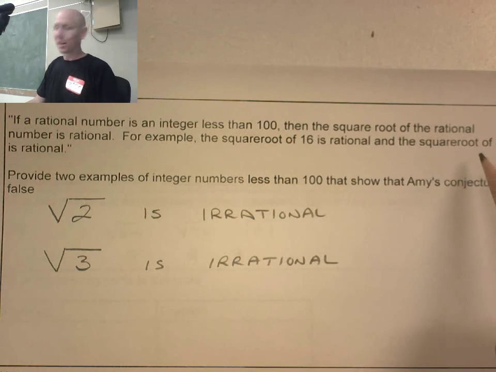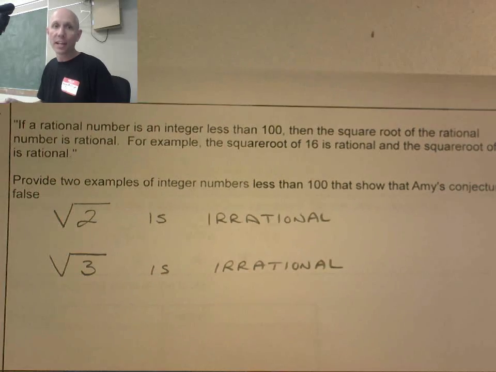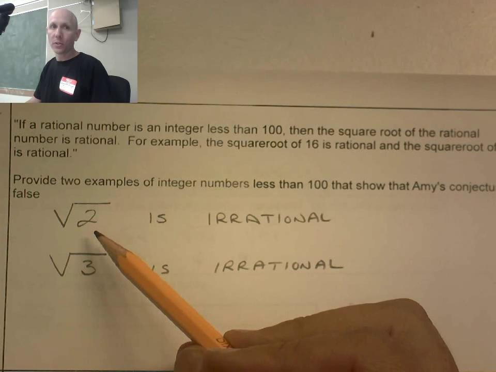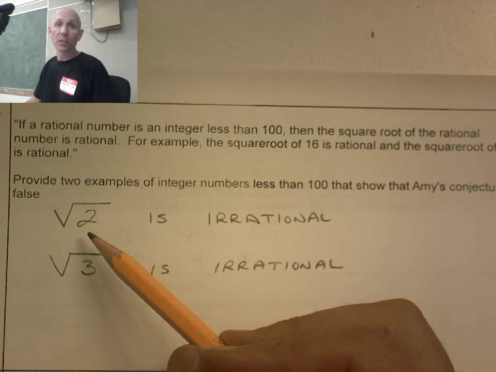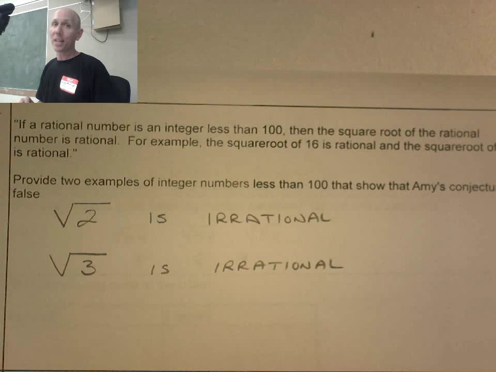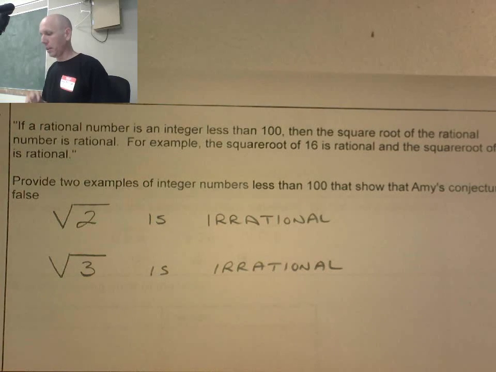Well, she's wrong, because look, I chose two numbers less than 100. 2 and 3 are both less than 100, and the square roots of both are irrational. I cannot take the square root of 2 neatly. Well, it's not a perfect square. So when I take the square root of it, I get a number that goes on forever without repeating, which is irrational. And same thing with 3.